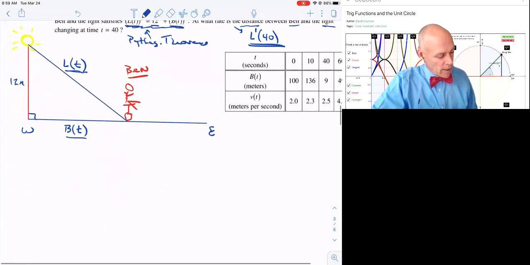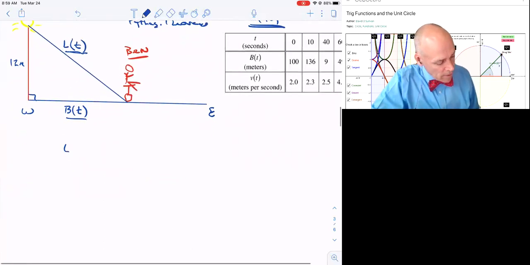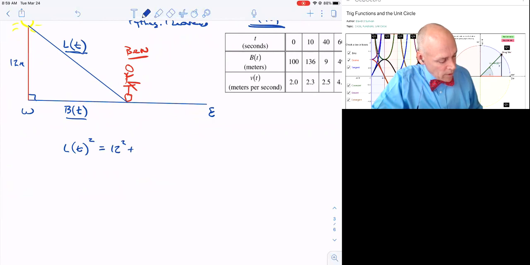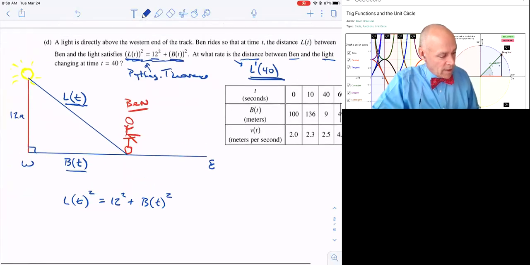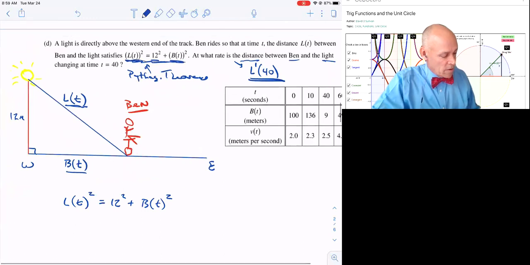So I'm just going to recopy that right below. I've got L at T squared is equal to 12 squared plus B at T squared. And again, that equation's given to me.